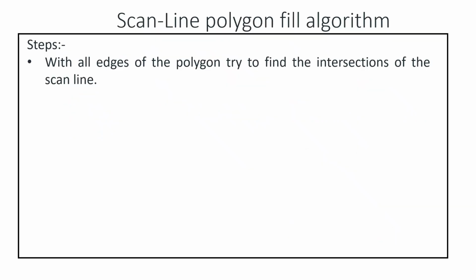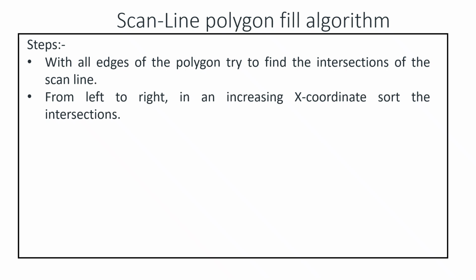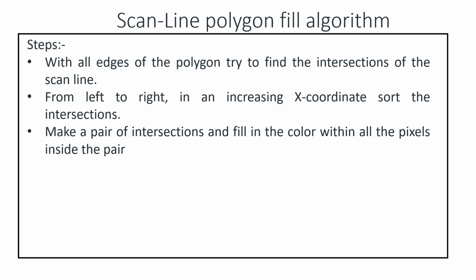Here are the steps which we follow. With all edges of the polygon, we try to find the intersections with the scan line. From left to right, in increasing x coordinate, we sort the intersections. We make pairs of intersections and then fill in the color for the pixels inside each pair.